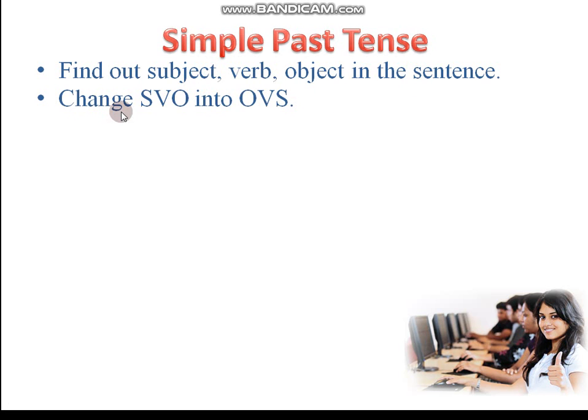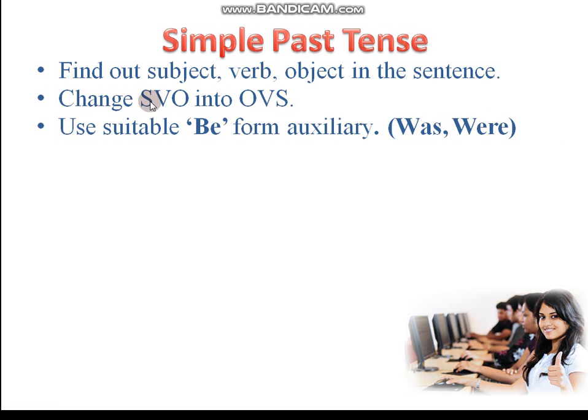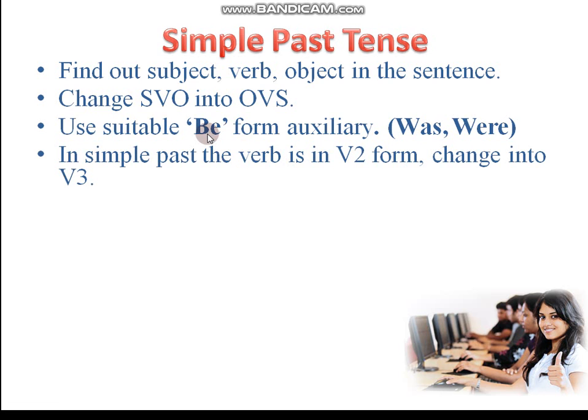After that, what do we have to do? Change SVO into OVS. Already you knew that, what is in the subject place, we need to take it to the object place, right? Object place comes to the subject place. So SVO, we need to change it to OVS. Use suitable be form auxiliary. So here be form auxiliary means we have totally 5. That is am, are, is, was, were.